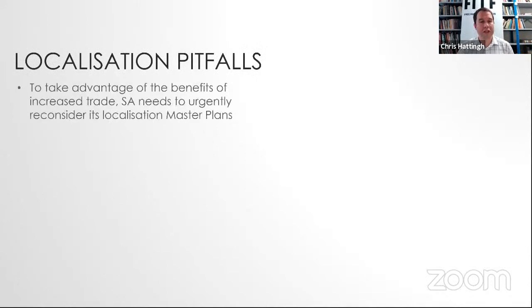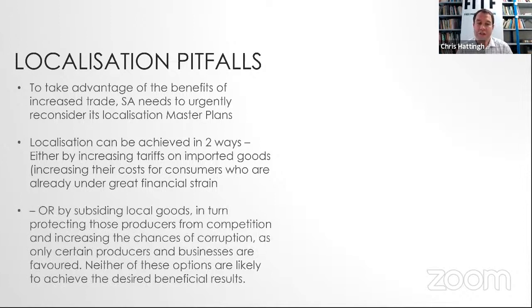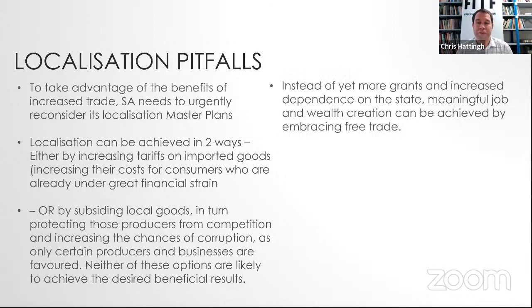The pitfalls of localization. To take advantage of the benefits of free trade, South Africa needs to seriously reconsider its master plans. Localization can be achieved in two ways, either by increasing tariffs on imported goods, thus increasing their costs for consumers who are already under great financial strain, or by subsidizing local goods, in turn protecting those producers from competition and increasing the chances of corruption, as only certain producers and businesses are favored. Neither of these options is likely to achieve the desired beneficial results. Instead of yet more grants and increased dependence on the state, and again through localization subsidies, meaningful job and wealth creation can be achieved by embracing free trade.